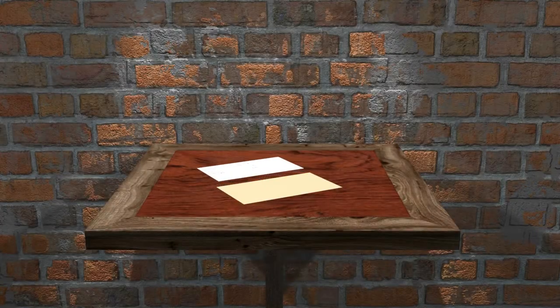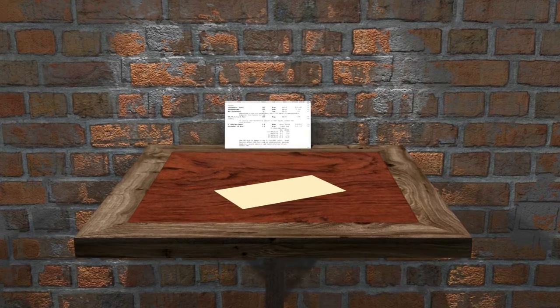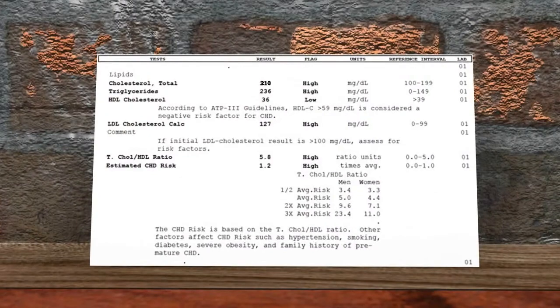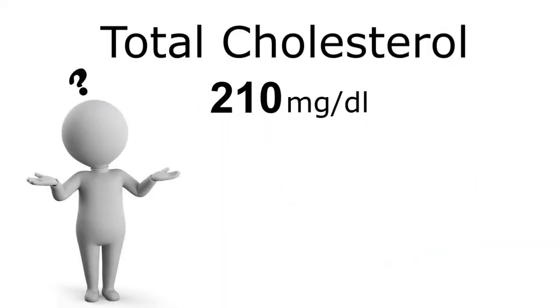So, you just got your annual lab results and your total cholesterol is over 200 milligrams per deciliter. But what does that mean? Are you at increased risk for stroke and heart attack? Should you stop eating red meat? Do you need to be on a cholesterol-lowering medication?